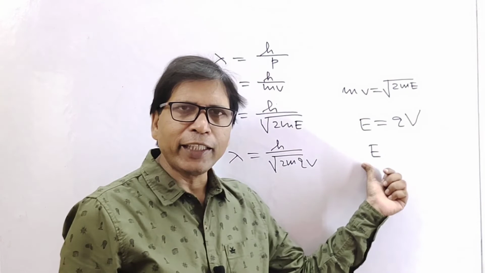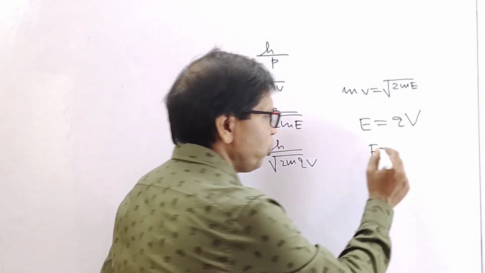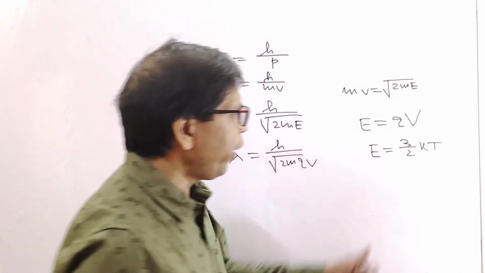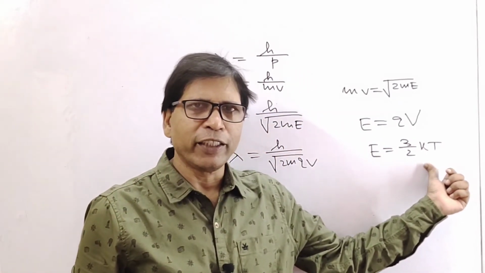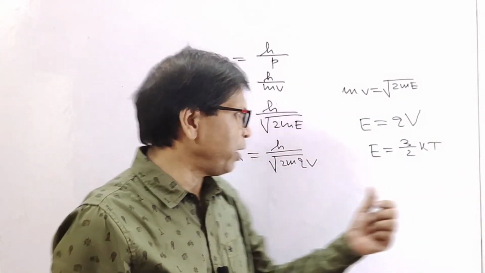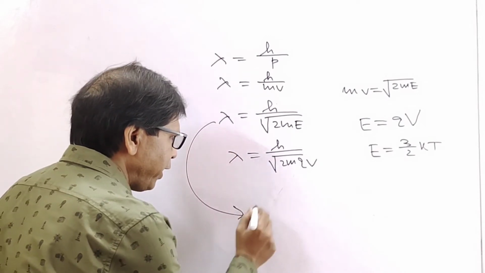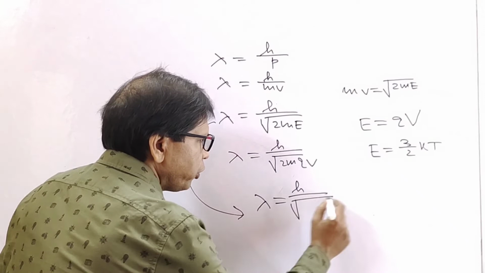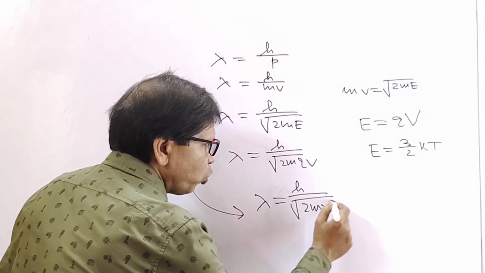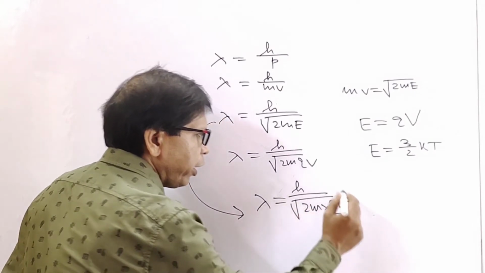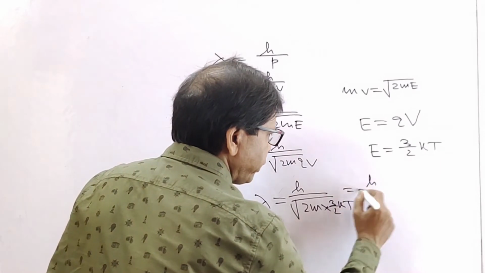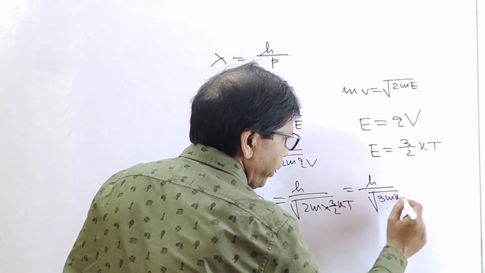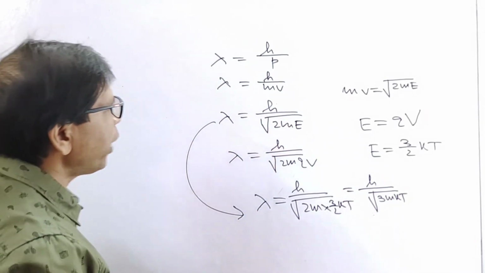Now, the kinetic energy of a molecule E equals 3/2 kT, where k is the Boltzmann constant and T is the Kelvin temperature. From this relation, lambda equals h by root over 2m into 3/2 kT. Therefore, lambda equals h by root over 3mkT.